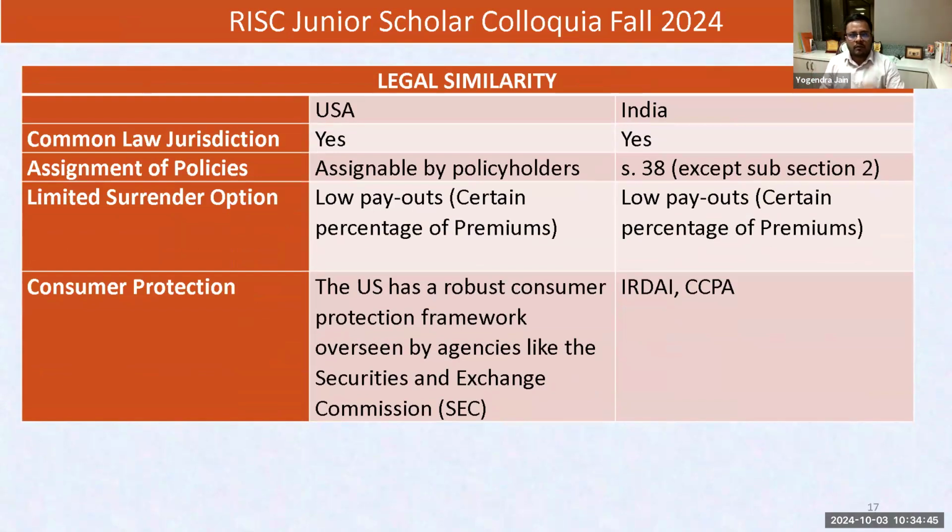When we talk about legal similarities, both countries are common law countries, so the basic structure of the legal domain is very similar. When we talk about assignment, policies may be assigned to people without insurable interest in USA. In India, it is prohibited. This is the difference. Surrender value payouts are low. When we talk about consumer protection, we have a central authority, the CCPA, Central Consumer Protection Authority. We have the central insurance regulator, the Insurance Regulatory and Development Authority of India. So we are in an even better position than USA to regulate and implement the regulations.